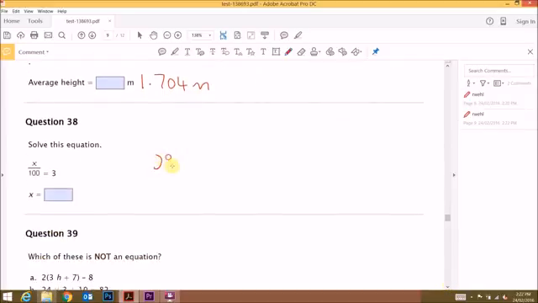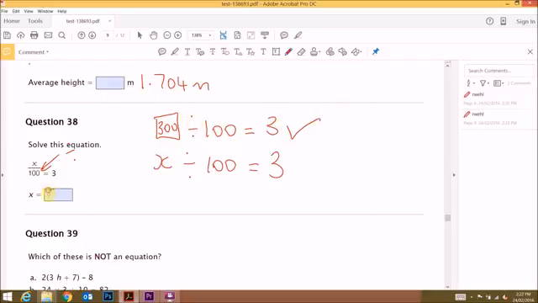So x, there's a vinculum. A vinculum means divide. X divided by 100 equals 3. So something divided by 100 equals 3. So I'm going to guess that it's 300. 300 divided by 100 equals 3. And that is my answer. Remember, if the pronumeral confuses you, you can always just draw a box.